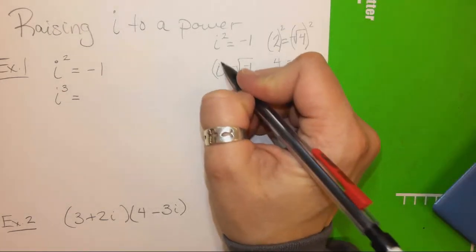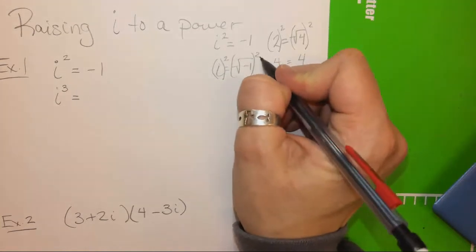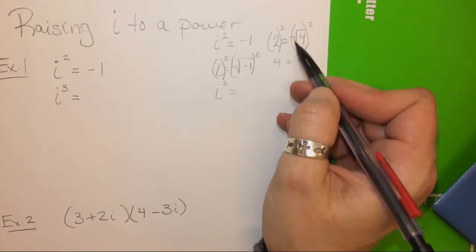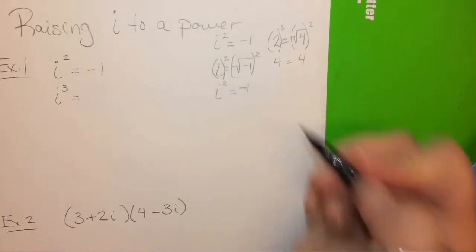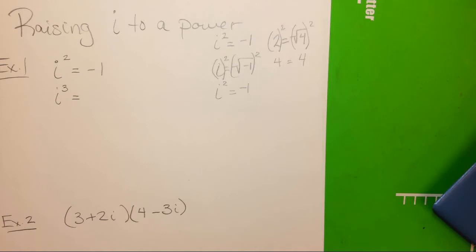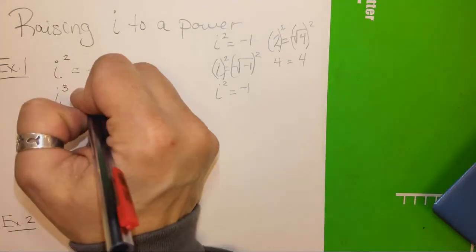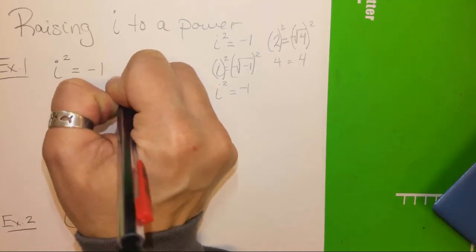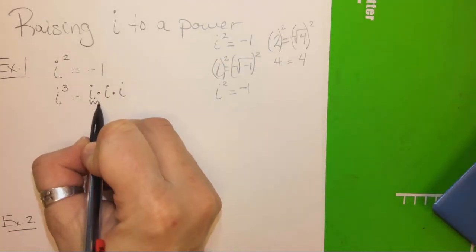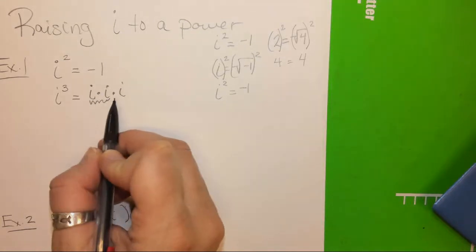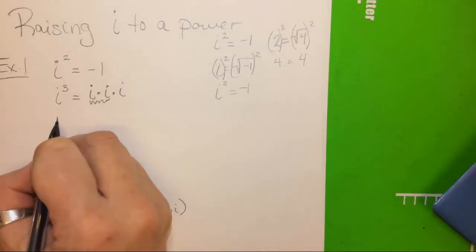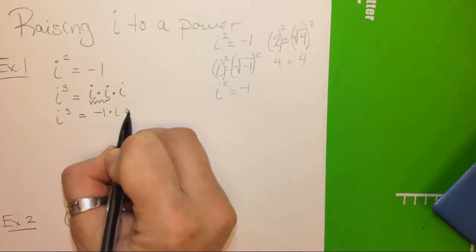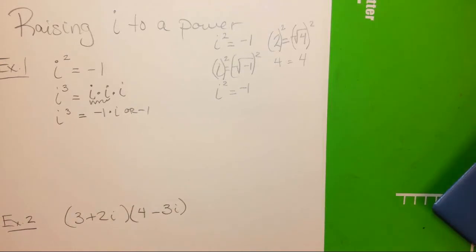So if we were to square both sides in this case, we would have i squared equals, the square undoes the square root, and so we would get negative 1. So we know i squared is equal to negative 1. So if we have i to the third power, well, we know i to the third power is the same as i times i times i. And we know that i times i is i squared, and i squared is equal to negative 1. So i to the third would have to equal negative 1 times i, or negative i.